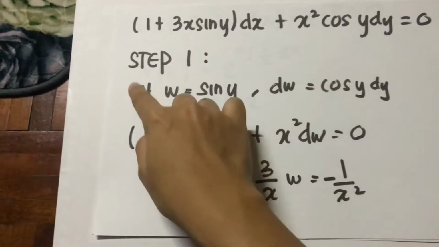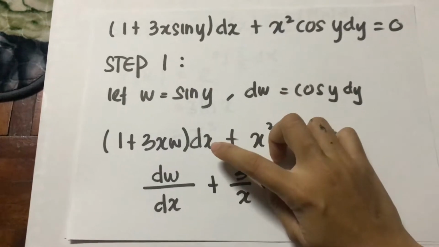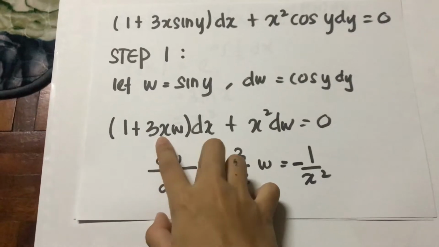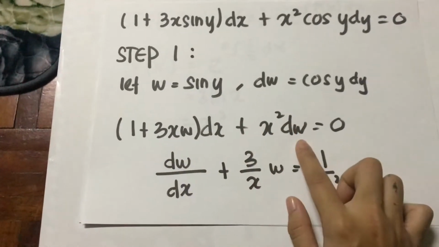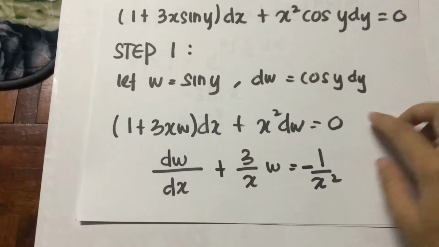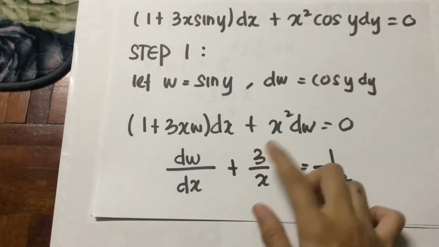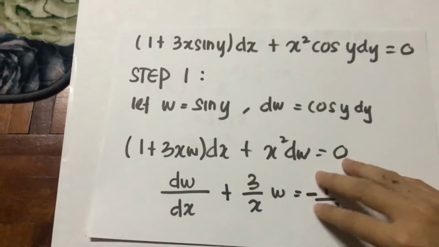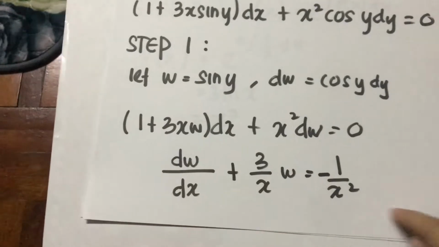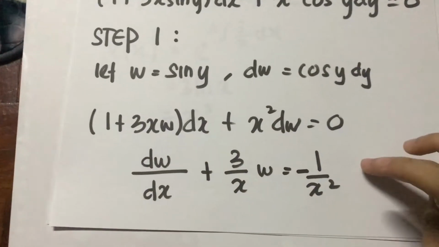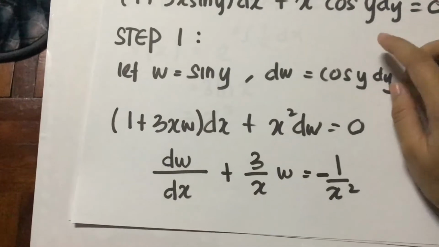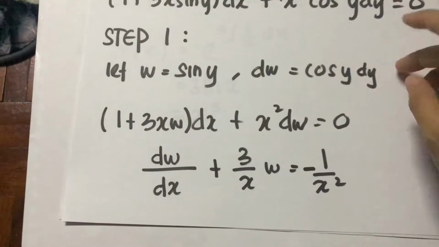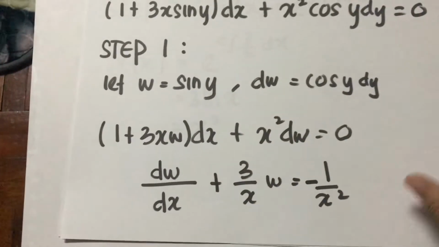After we choose this, we're going to substitute into the original equation. Then we get (1 + 3xw) dx + x squared dw. Then we change this equation into dw over dx plus 3 over x w equals negative 1 over x squared. From this equation, we can see this is in the form dy over dx plus P(x) y equals f(x), so 3 over x is P(x).